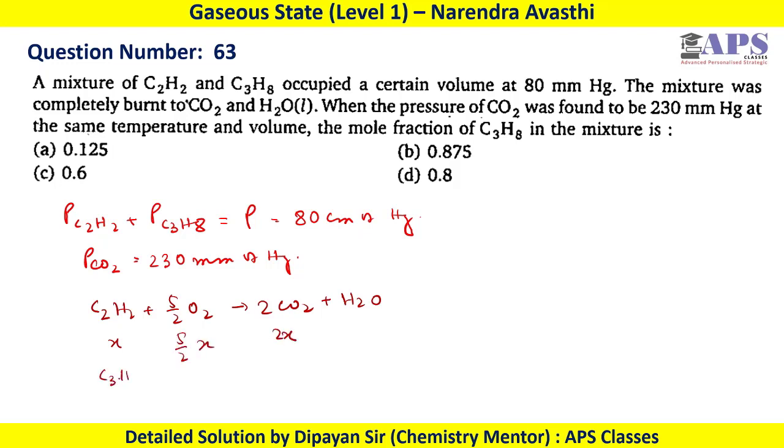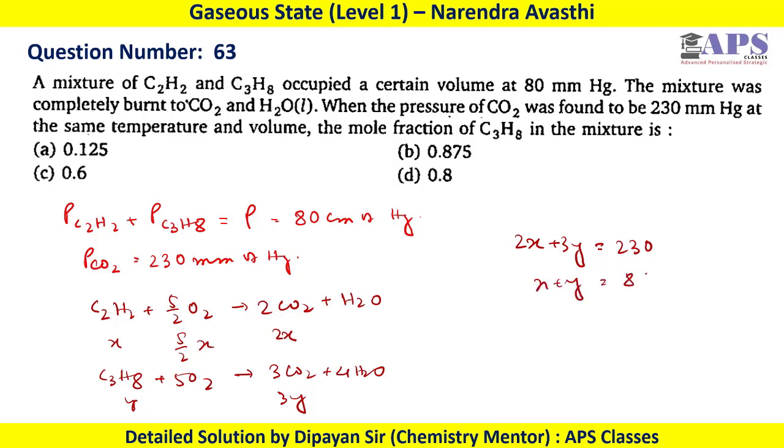Again C3H8 plus 5O2 will give you 3 CO2 and 4 H2O. If this is Y, it will be 3Y. So now we have two equations, 2X plus 3Y. This is the total amount of CO2 that is going to be formed, and according to the problem, this is 230 mm of Hg. Okay, and X plus Y is nothing but 80. Now if you solve this, you will get X equal to 10 and Y equal to 70.